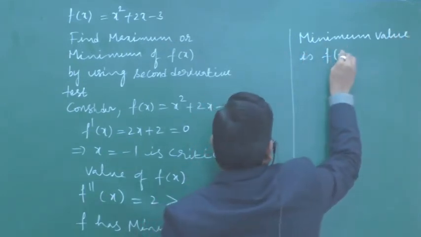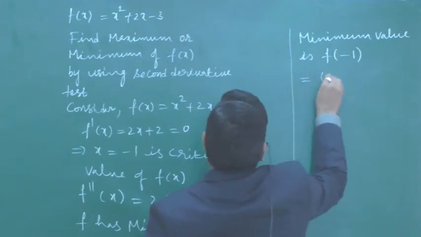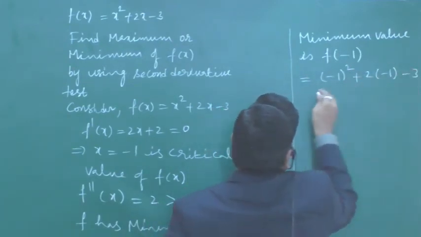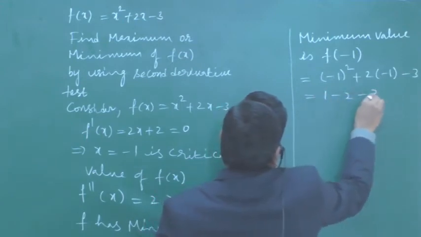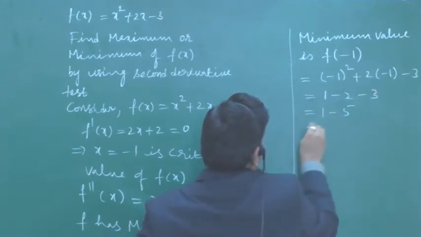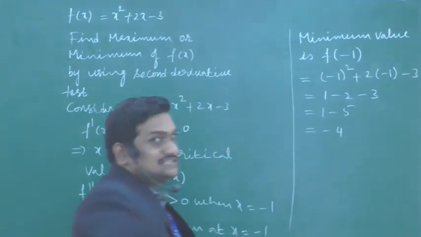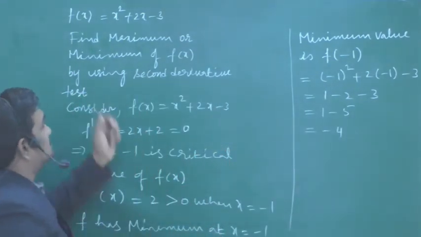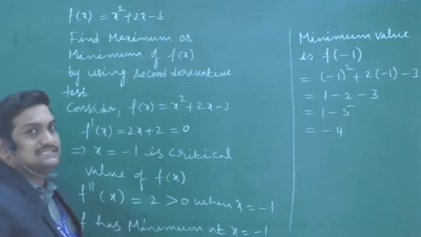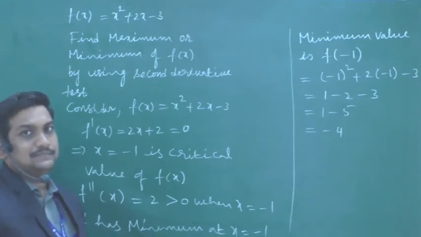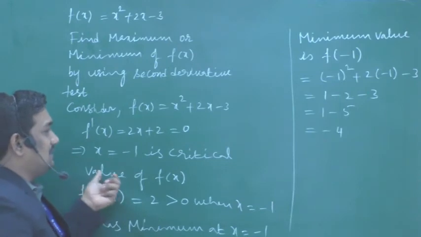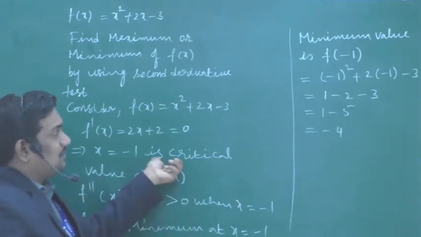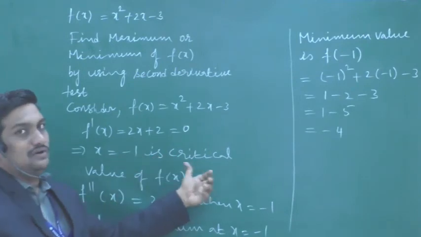f of minus 1. This is equal to minus 1 square, plus 2 into minus 1, minus 3. It is 1 minus 2 minus 3. It is 1 minus 5, which is minus 4. So minus 4 is the minimum value corresponding to the function f of x equals to x square plus 2x minus 3. Since there are no other critical values, about the maximum you cannot decide here.